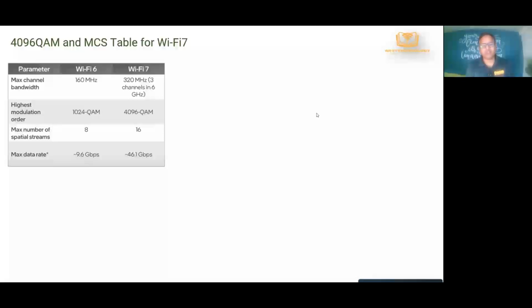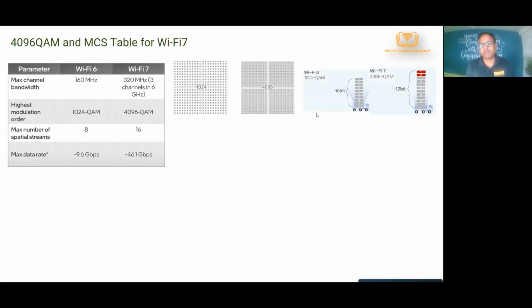Now we go up to 4096 QAM. Right? So which means that you are encoding more bits per symbol. So if it is 10 bits per symbol in Wi-Fi 6, now you're able to do 12 bits per symbol in Wi-Fi 7. So we are packing more and more information as we modulate the bits on the signals. And of course, that will give you more throughput, more data rates, but less reliability.